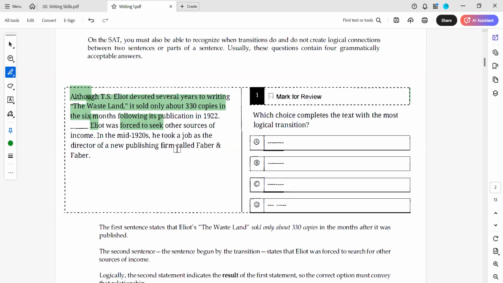I don't know. Okay, if we're going to check whether it's continue, contrast, or cause and effect, first, let's check continue. Continue means we have similar ideas. Safe, again, the first idea is all about? That he sold 330 copies. Yes, Eliot's Wasteland sold only 330 copies. Are they still talking about selling these 330 copies in the second sentence? No, so it's not continue. Okay, what do we have here in the second sentence? They said Eliot was forced to seek other sources of income. So, what do you think? Do we have here contrast between these two ideas or cause and effect?